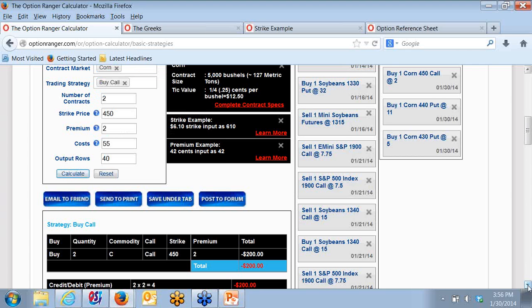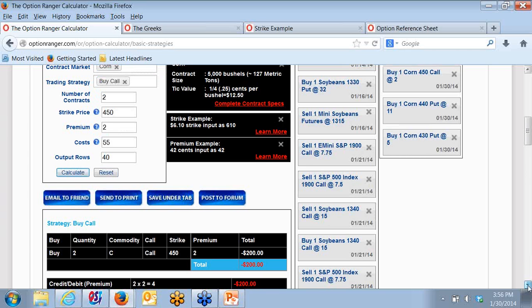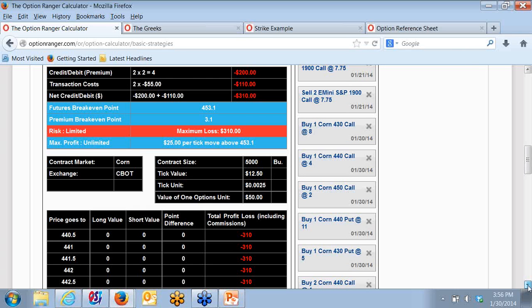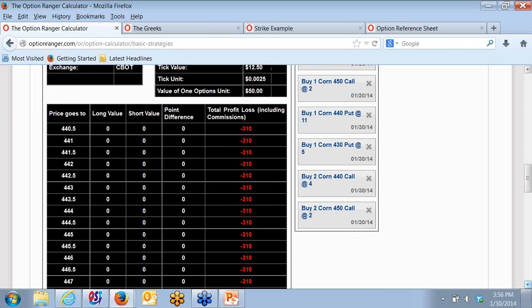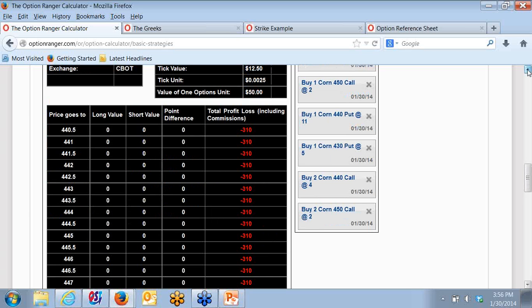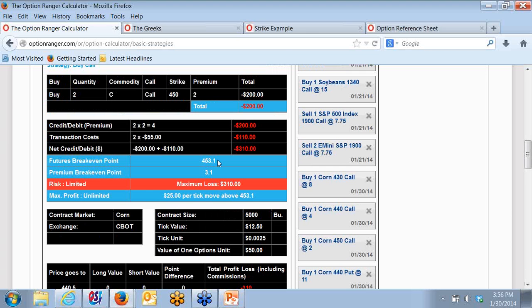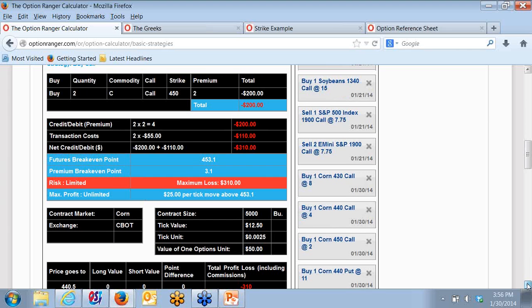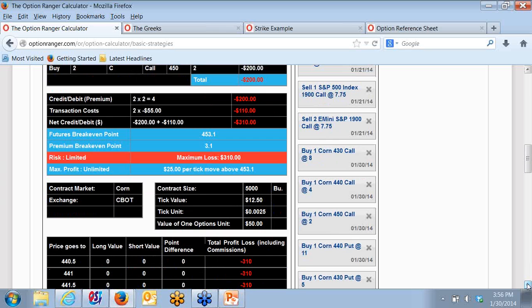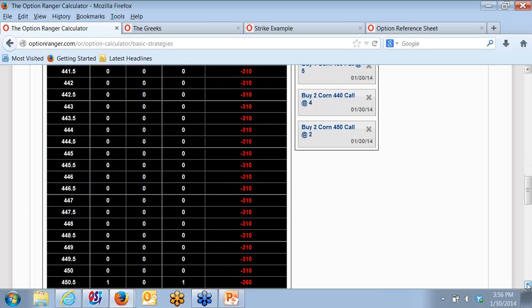Now you're going to see that even on a 2 lot, you're spending and risking less than you did by buying 2 440s. But in order to break even, you need this trade to be in the money or intrinsic above 453.1. Or the break-even on the premium is 3.1. The other break-evens were lower. So why would anybody do such a thing? Well, they're spending less. They got a 2 lot.